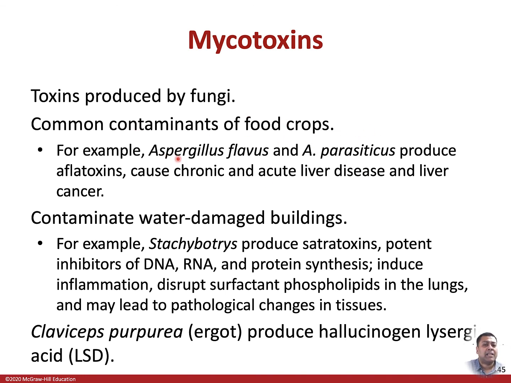For example, Aspergillus flavus and parasiticus produce these aflatoxins, which can cause chronic and acute liver disease and liver cancer as well. Also, they can contaminate water-damaged buildings. Say, for example, Stachybotrys produces satratoxin, which is a potent inhibitor of DNA, RNA, and protein synthesis, induces inflammation, disrupts surfactant phospholipid in the lungs, and may lead to pathological changes in the tissues.